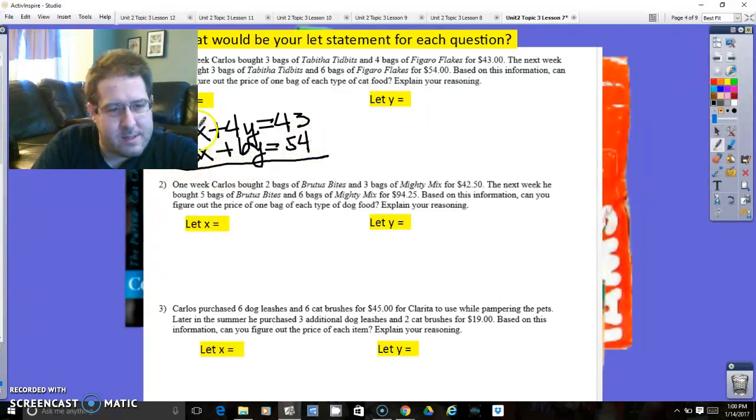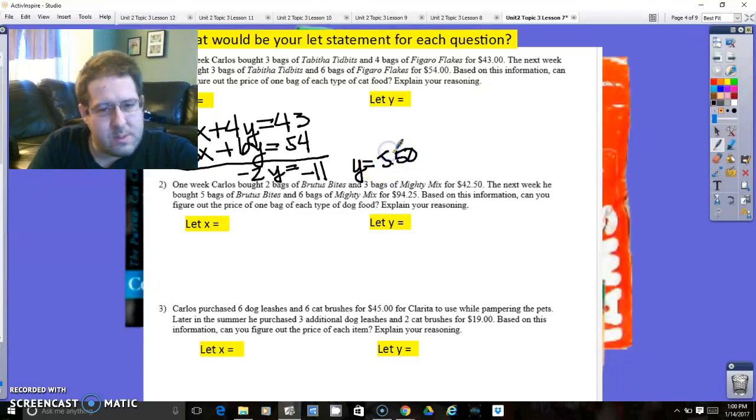All right, so perfect question for elimination method. And the reason why is because the X's are already the same. 4 minus 6 is negative 2y's equals, that would be 43 minus 54 is negative 11. Divide that by negative 2, and that means y has to be $5.50. Now, once I know the price of one bag, then all I got to do is plug it back in and solve for the other bag.